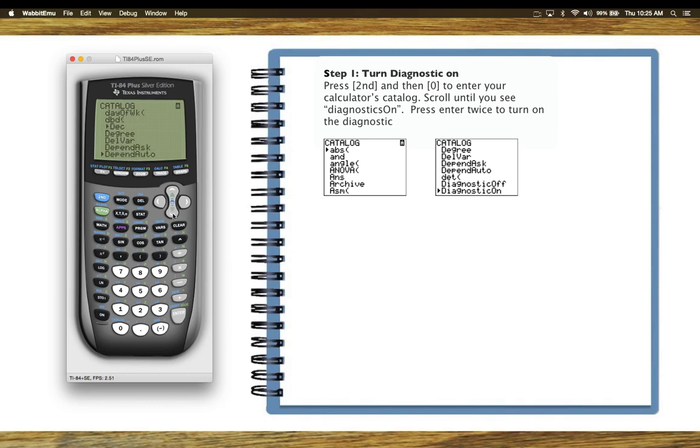Diagnostic. There's diagnostic off, and here's diagnostic on. So go to diagnostic on. Make sure the cursor is right here, and then go to enter and enter again. So now your diagnostics are turned on.